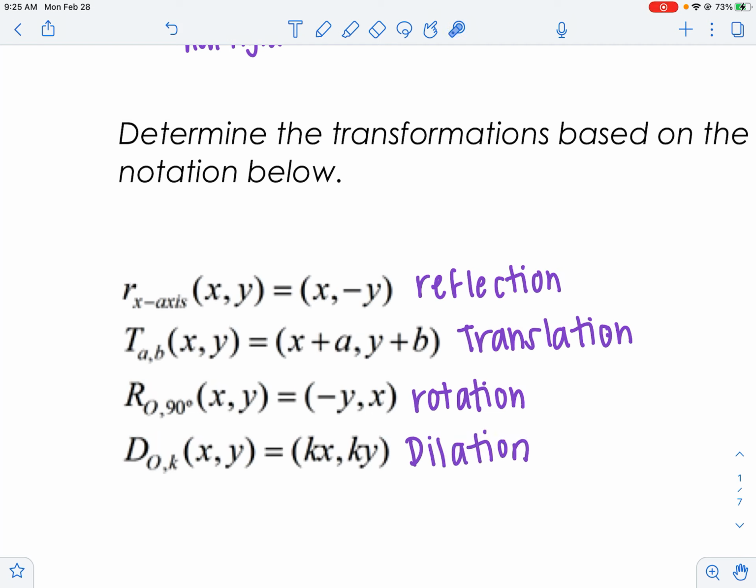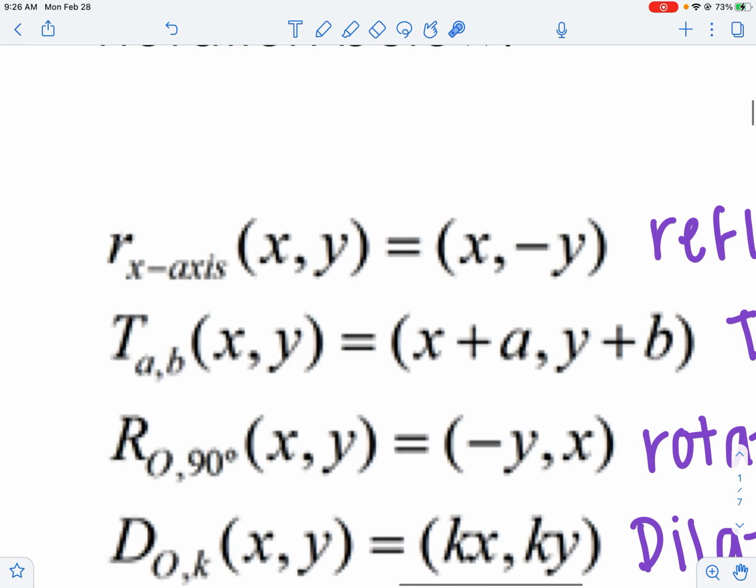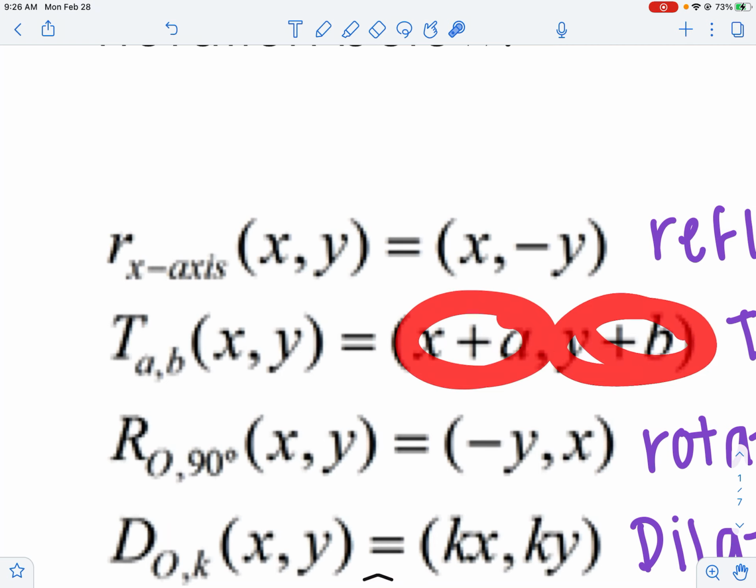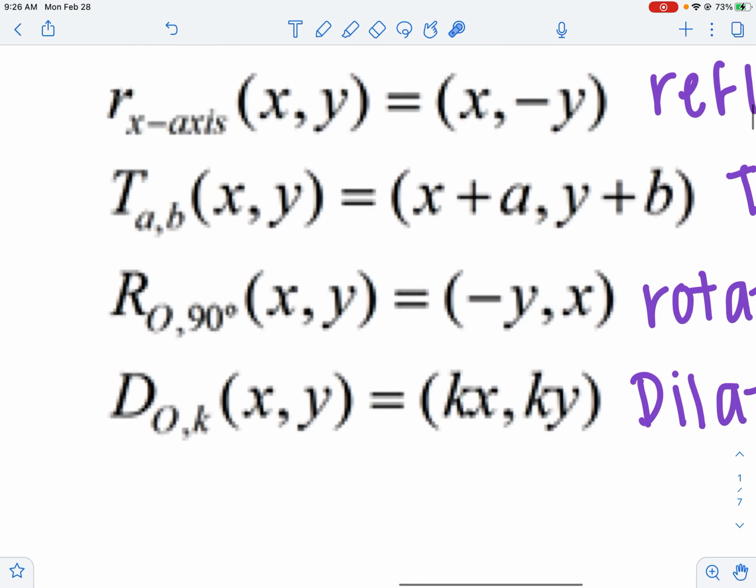Now, if you remember the reflection, translation, rotation, and dilation part, then you're good to go because it's going to tell you what it wants you to do. So for example, this would be a reflection over the x-axis. This would be a translation, AB, which means that the x part goes with the A, that's left and right, and the B part goes with your Y, which is up or down. The rotation would be a 90-degree rotation, and dilation would be with a scale factor of K.